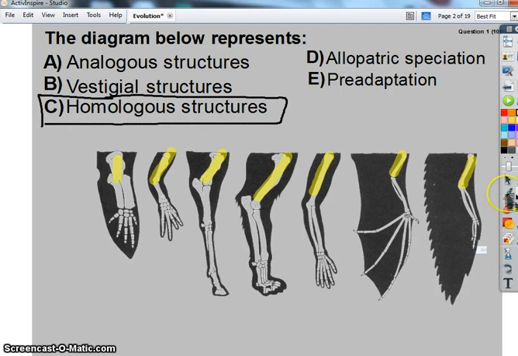Vestigial structures would be more like the appendix, or a hip bone in a whale, where whales don't use it for anything. Analogous structure is oftentimes going to be there to trip you up. Analogous structures are those that are not related in an evolutionary sense, but maybe they developed because the organisms were under the same pressures. Like the wing of a bird and the wing of a butterfly both allow them to fly, but they're not related to each other. It's not like the wing of a butterfly would have evolved into the wing of a bird. Their underlying structures are completely different. So homologous structures for this.